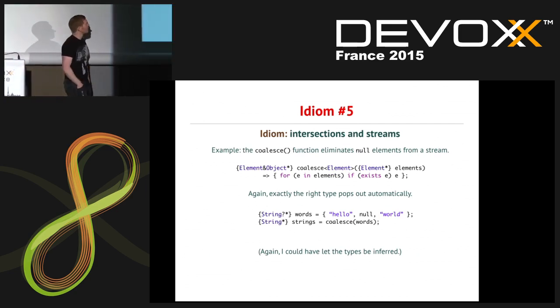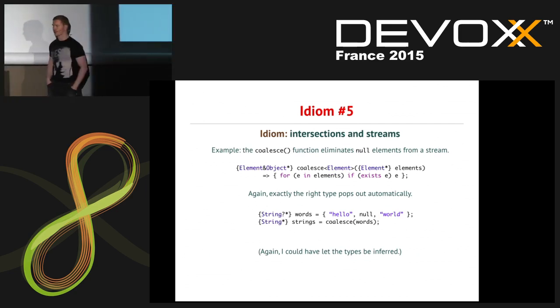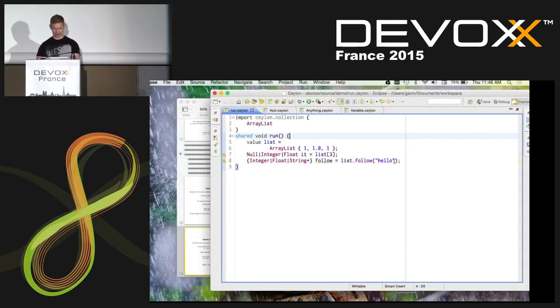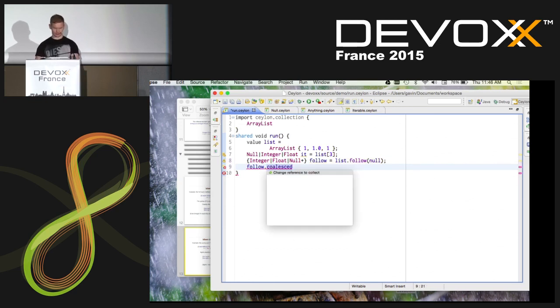An example with an intersection. One of my favorite operations ever is coalesce. So let's go back over here and let's make this a stream with null in it. So now I have a stream which has null, you guys can see there. And now if I coalesce it, I get back a stream without nulls in it.